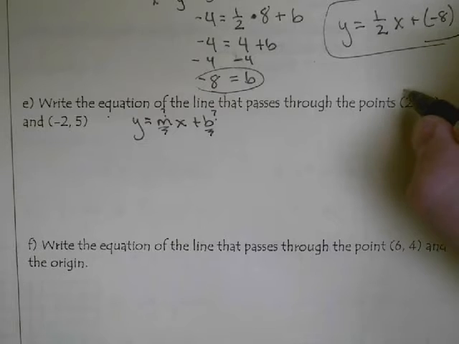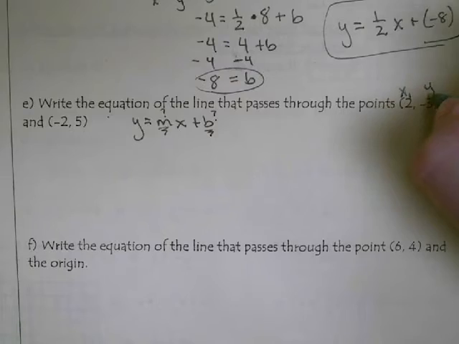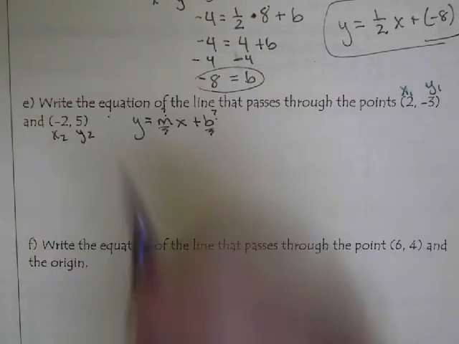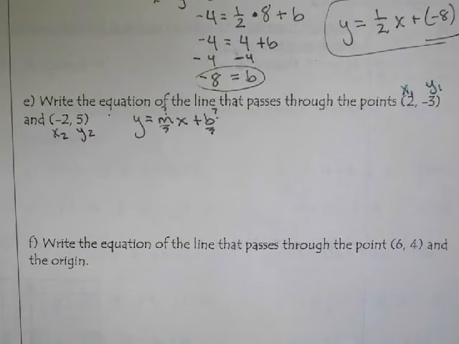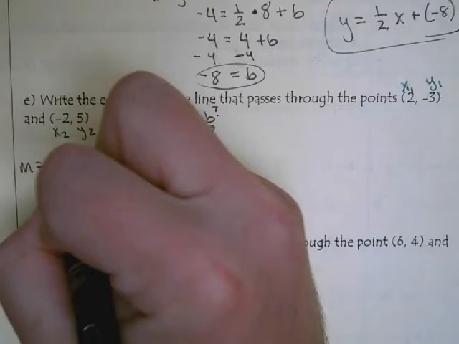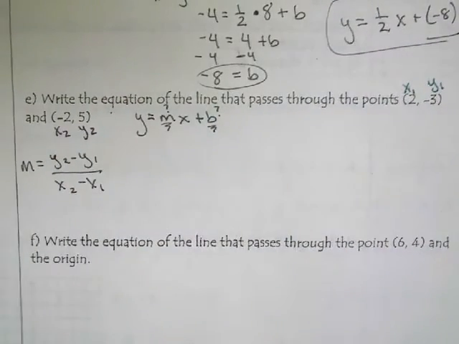So let's go ahead and identify or label all our items. I'm going to use green for this. I have x1, y1, and then over here I have x2, y2. So now I can lean on my previous knowledge to figure this out. And we'll use that m equals y2 minus y1 over x2 minus x1. And this will help us find our slope.